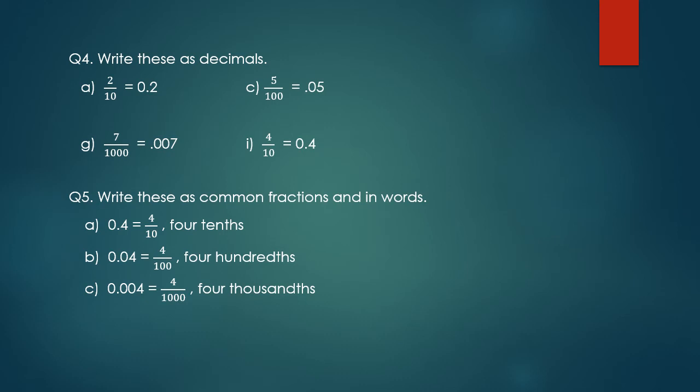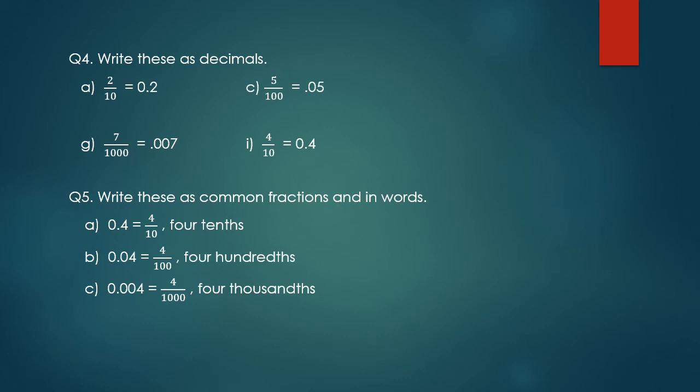Now see the example, question number G. That is 7 upon 1000. Now see, we are having 3 zeros in the denominator. So we need 3 digits after our point. Now we are having only 1 digit in the numerator. So to make it 3 digits, we'll write 2 zeros before that. So in decimal form, we'll write 7 upon 1000 as 0.007.